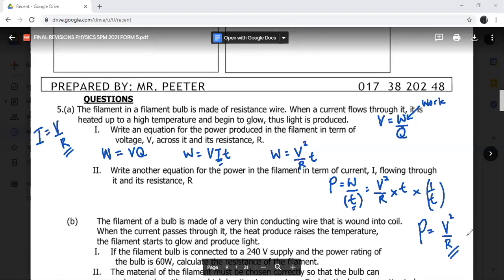Why don't I just use P equals VI? P equals VI, can also. Then I becomes V over R. Can also directly P equals VI. So V times V over R, you get V square over R. Correct also. I purposely did the long way because I want you all to look at what is potential difference again, and what's the relationship with the energy. So I went through the long way just to go through the use of some of the formulas. Okay, that's number 1.